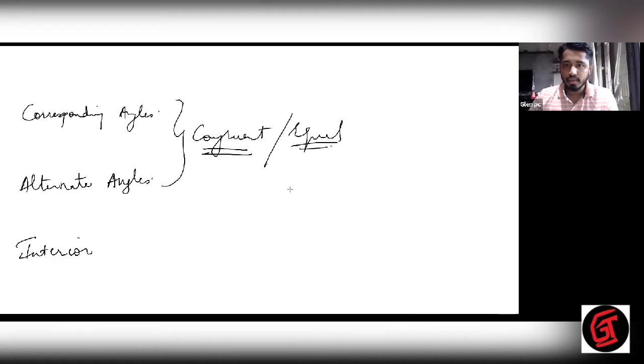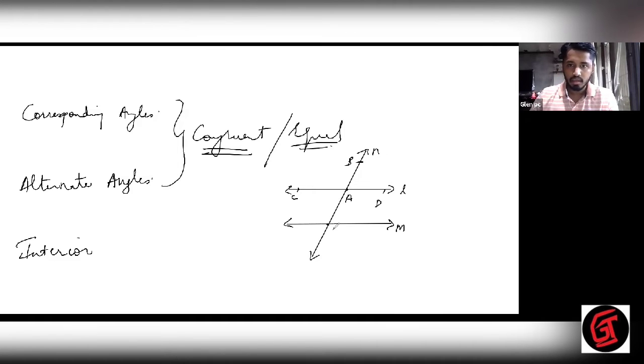I draw two parallel lines here, 1, 2, and I'm drawing a transversal. I name these parallel lines line L and line M. And I name this transversal also line N. Let me give namings for all this. A, this is B, C, D, E, F, G.